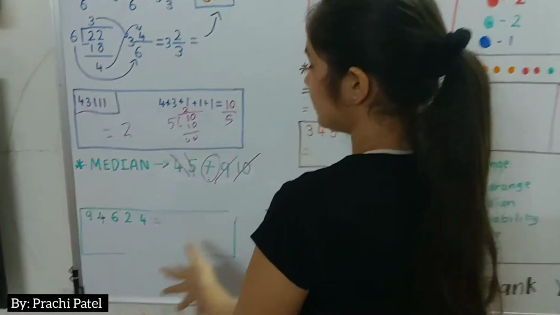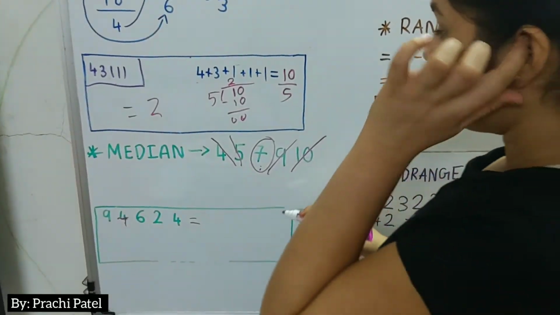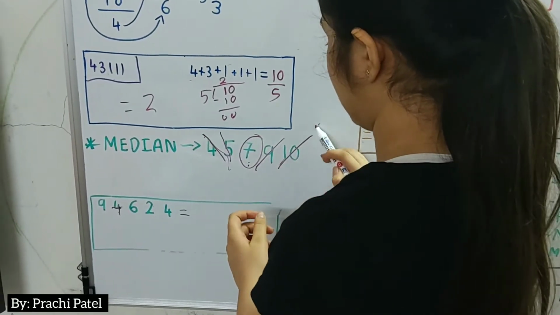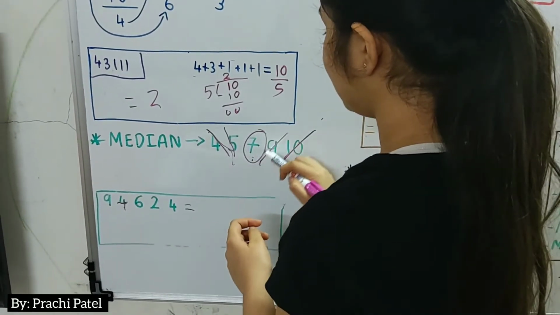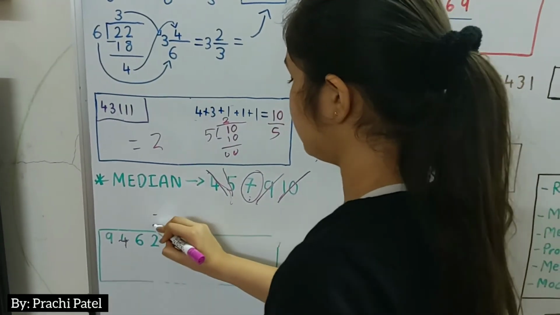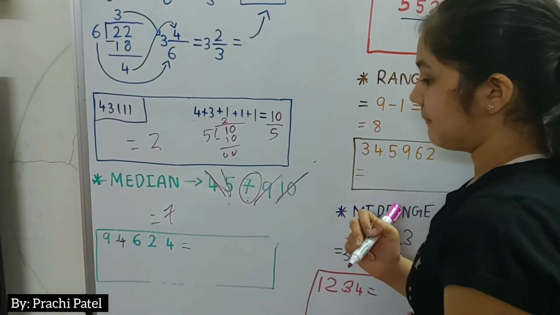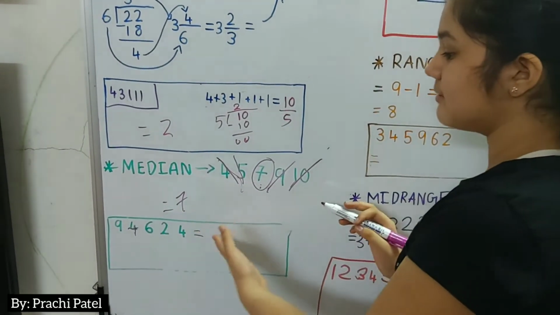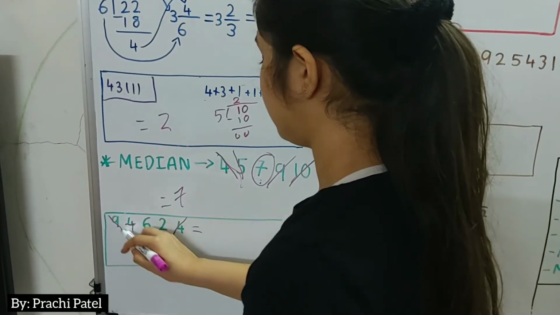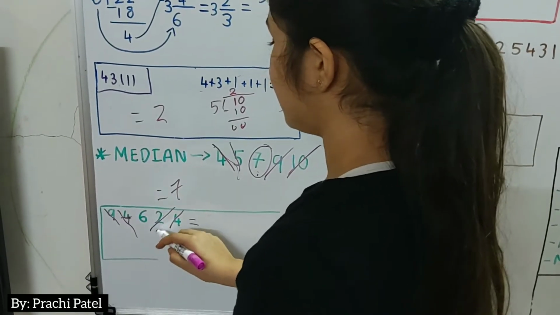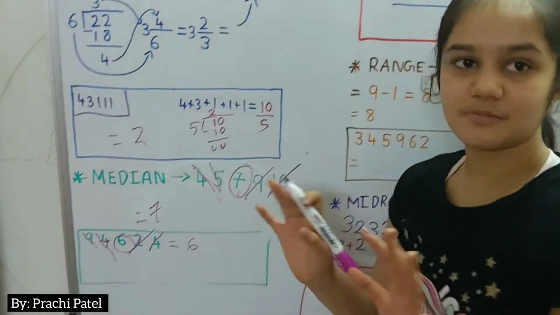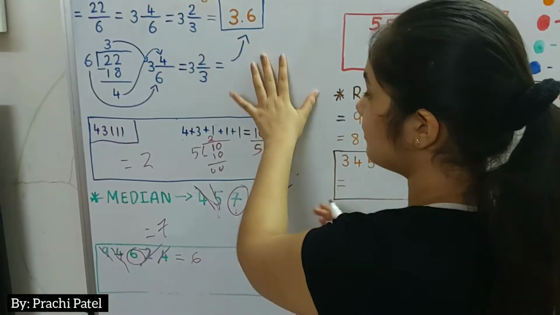So now you understand what mean is. Now let's go to the median. In median we have to find our middle number. So we cut the 4, we cut the 10, we cut the 9, we cut the 5. So our median is 7. That's how we find the median. Now over here we have to find the median of 9 4 6 2 4. So we cut 4, we cut 9, we cut 2, we cut 4. So our median is 6. Median is pretty easy to find. So now you know mean and median.